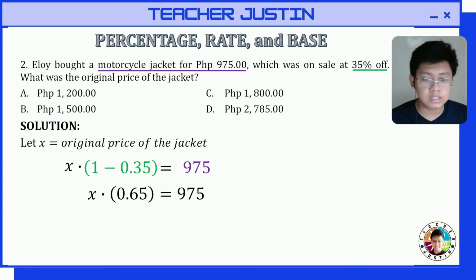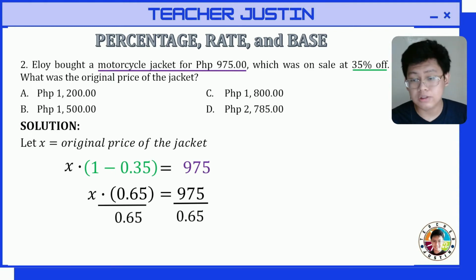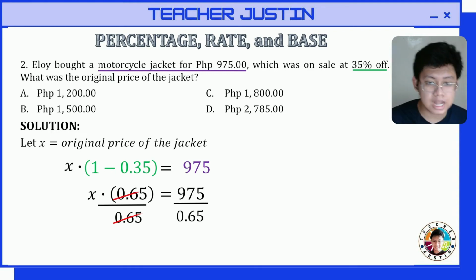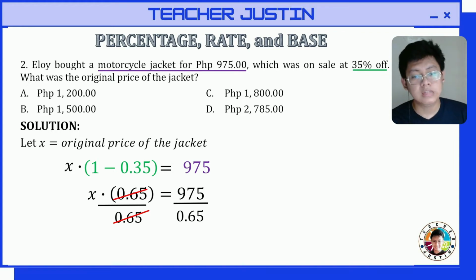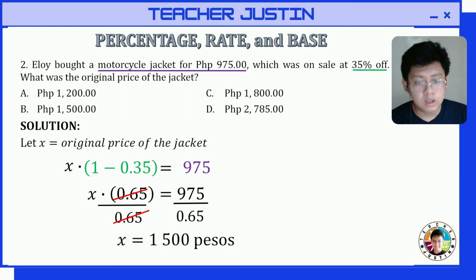Then, let's divide both sides by 0.65 to isolate the variable X. So, cancel na natin to. Tapos, 975 divided by 0.65, that is equal to 1,500 pesos. So, to answer the question kung magkano yung original price ng jacket, ayan, it is equal to letter P, 1,500 pesos. And that's it! Ta-da!